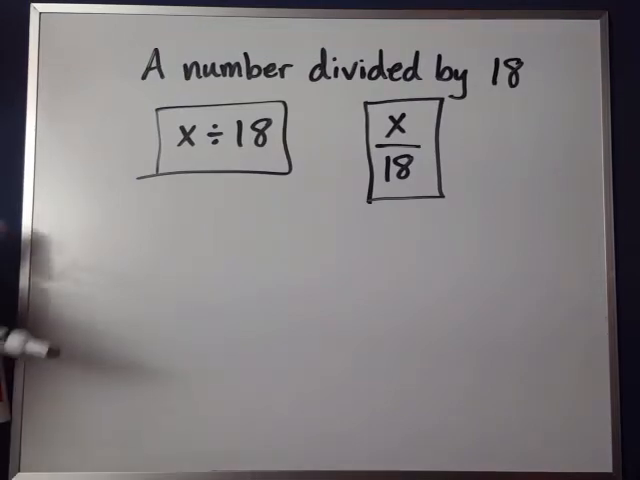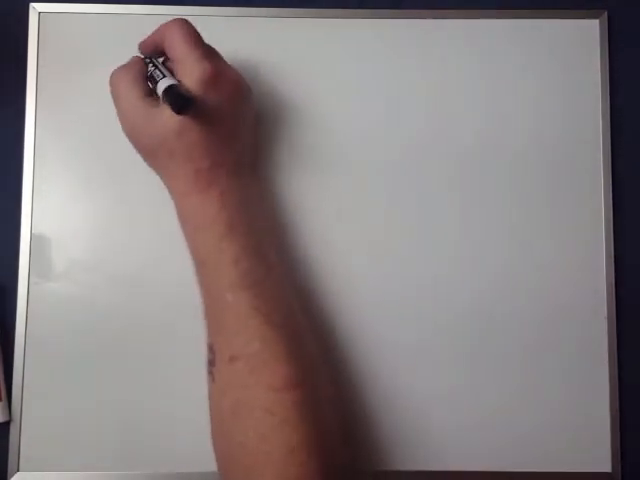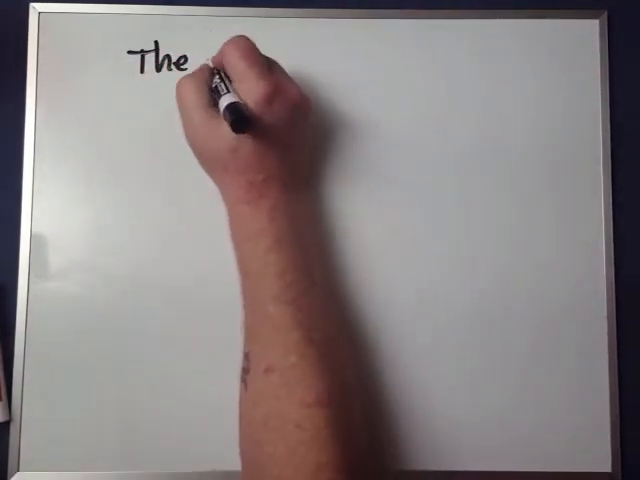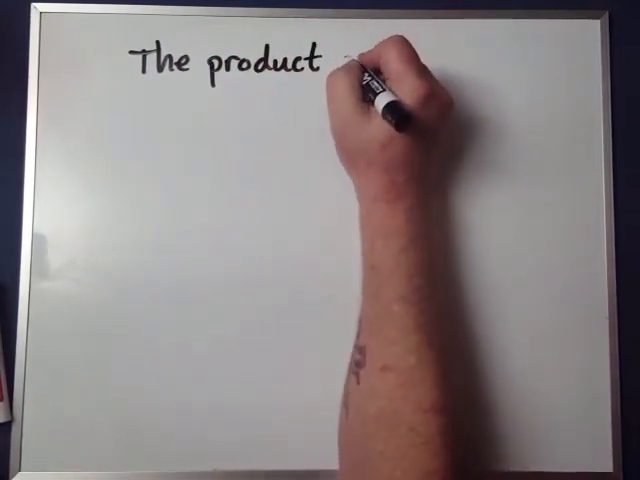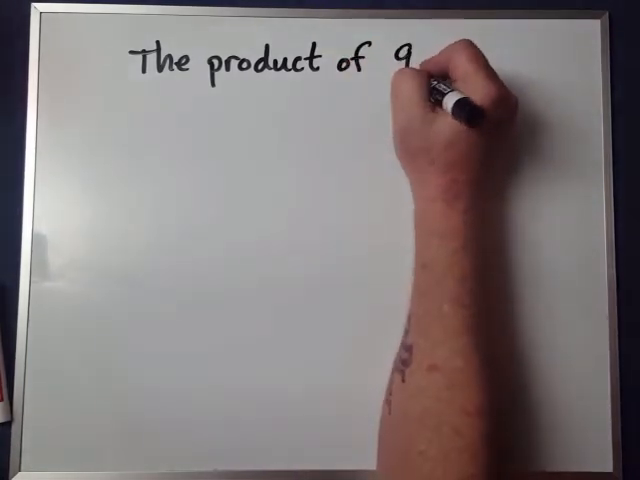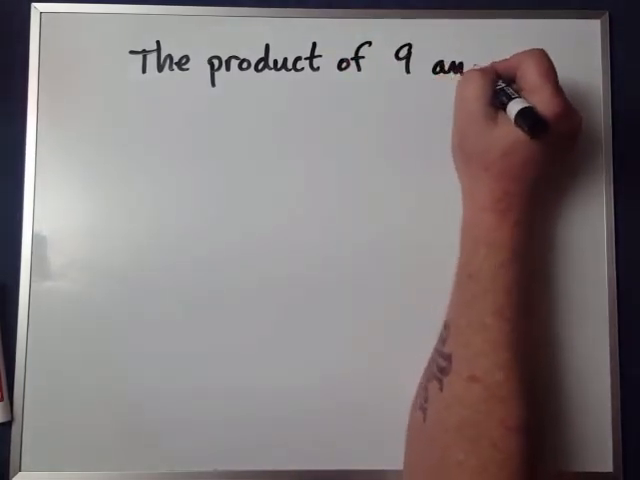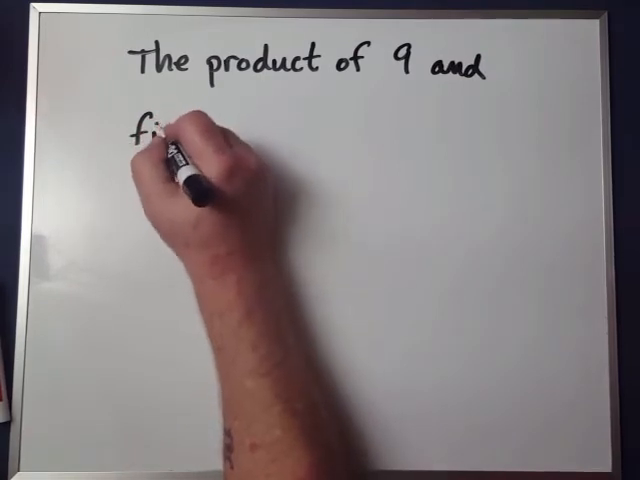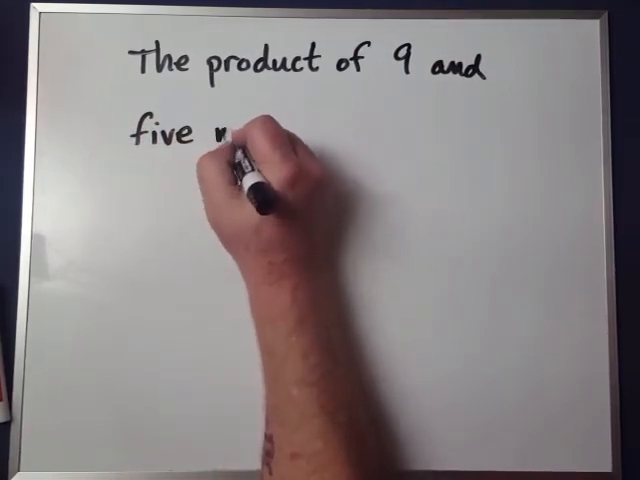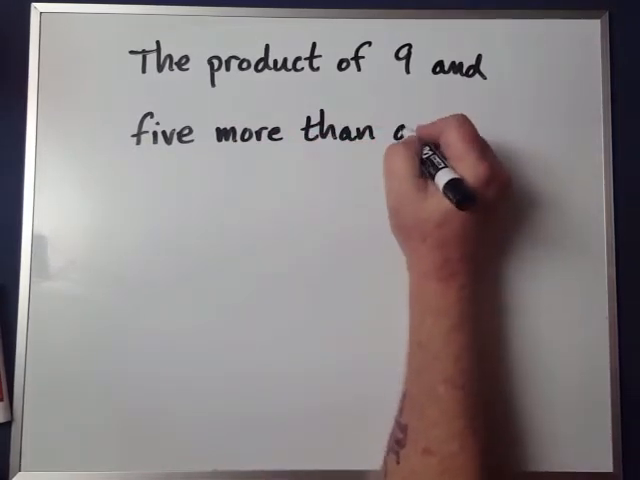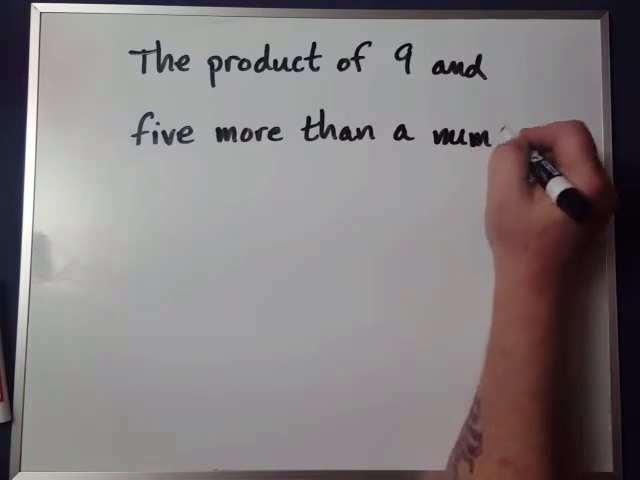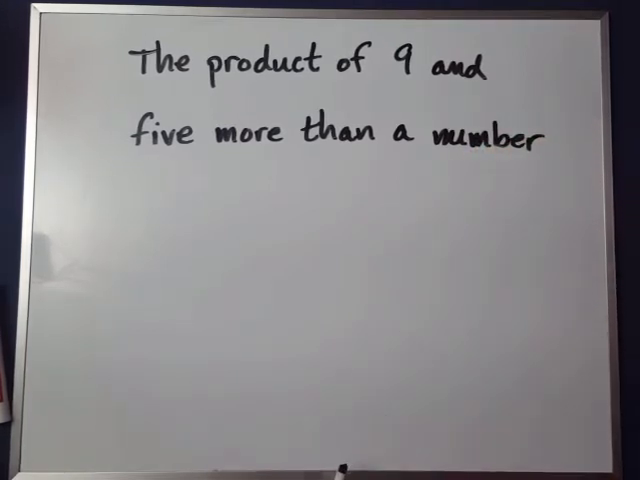Number 52. The product of 9 and 5 more than a number. The product of 9 and 5 more than a number.